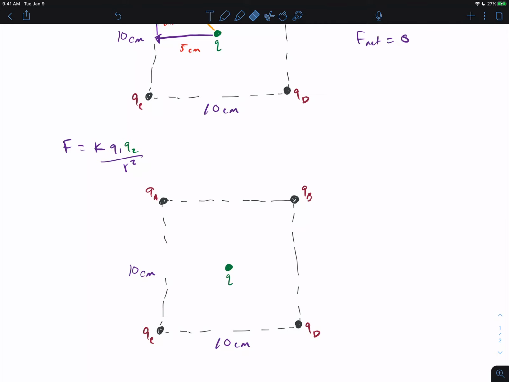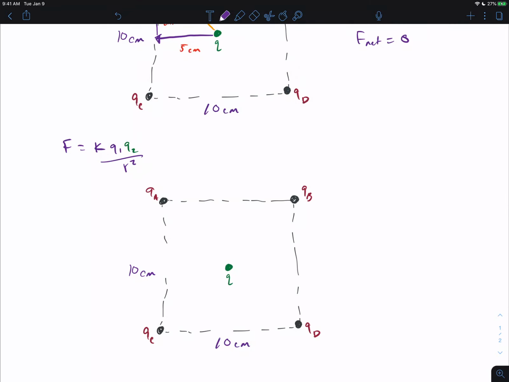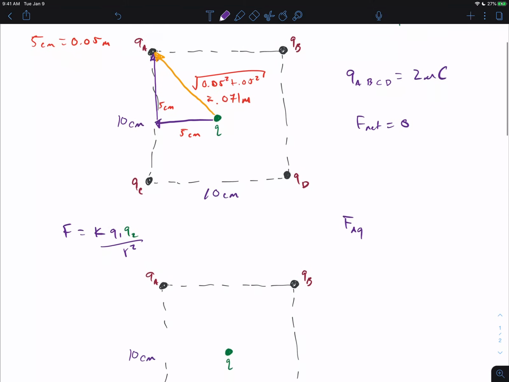So looking at this square again, what you need to do is find the direction of each of these forces. So let's say QA is going to put a force on Q, and to find the magnitude of this force, I'll just call this the force of A.